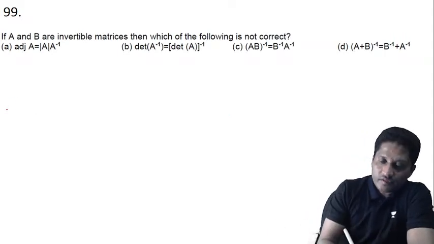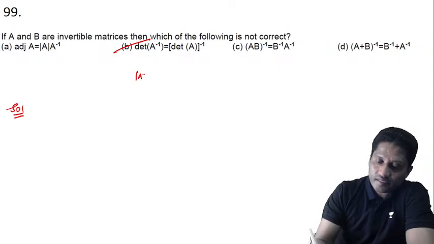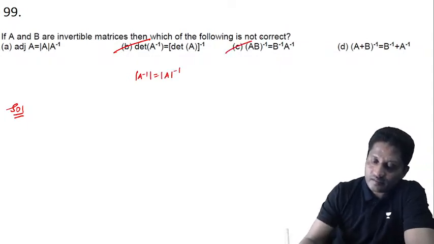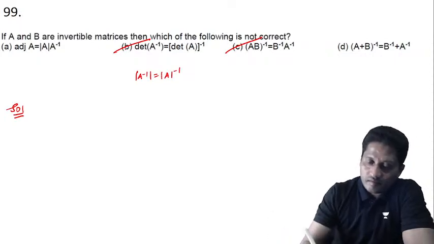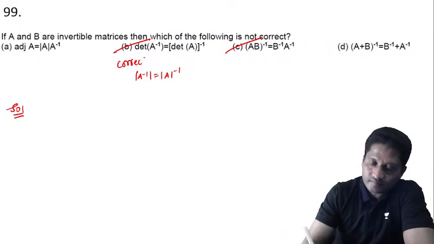Right, now I should check which of the following is incorrect. This is correct because determinant A inverse is the same as determinant A whole inverse. Even this is correct. Okay, so this is correct. Even this is correct. I should identify which is not correct.